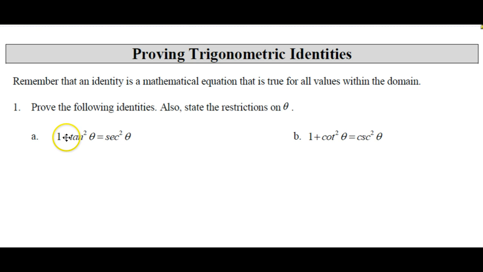Remember, an identity is a mathematical equation that is true for all values within the domain, right? And so the important thing is that within the domain means we also have to state restrictions.